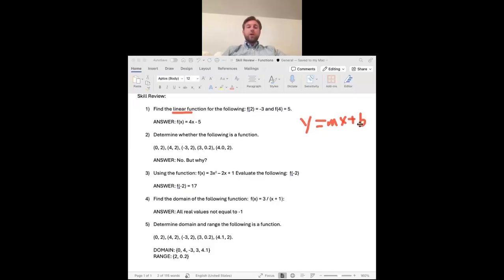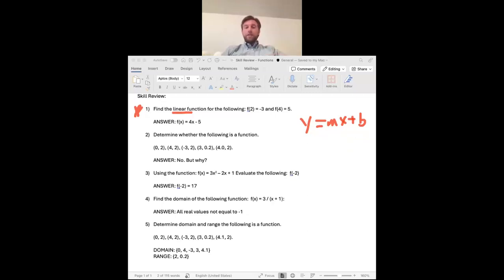Okay, so this question here, even though it appears in the functions and the linear function section, it goes back to something we did a few weeks ago on finding equations of lines. So how do we find equations of lines?